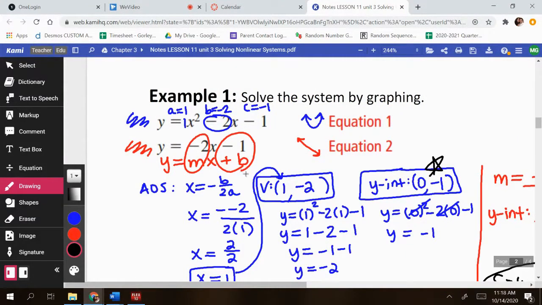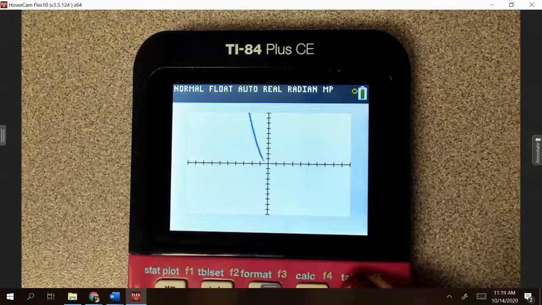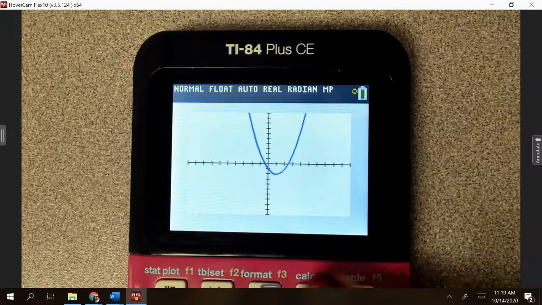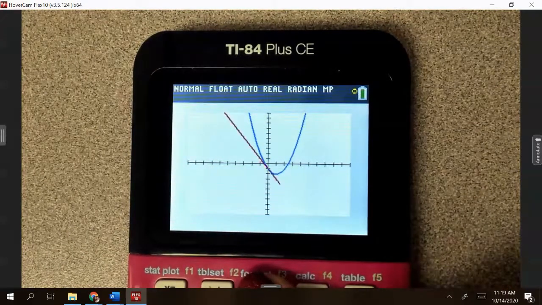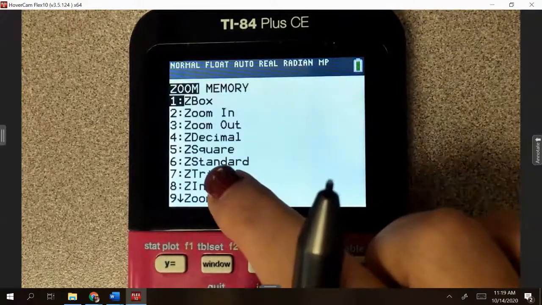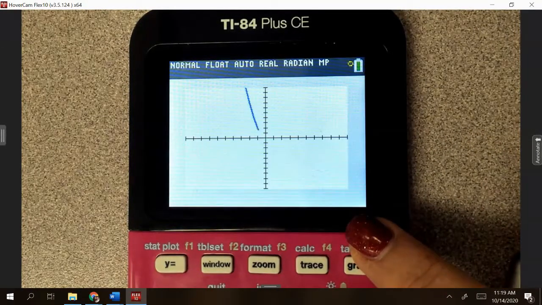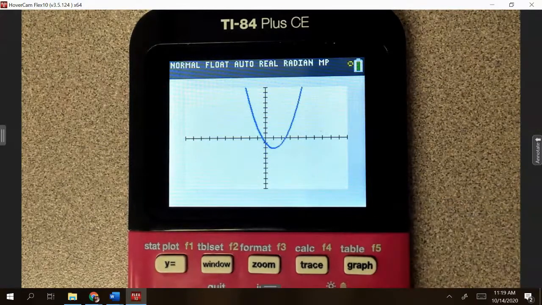So I'm going to put x squared minus 2x minus 1. See, x squared minus 2x minus 1. And I'm going to put my linear equation -2x minus 1 into my calculator. So it looks like this. I'm going to press graph. Okay, if your graph doesn't look like mine, just make sure that your zoom is under zoom standard. Okay, so if I go to the zoom button and you go down to zoom standard, that'll get your window set like mine. Okay, and then we're looking for where the intersection point is.